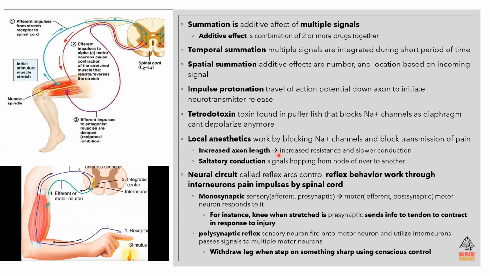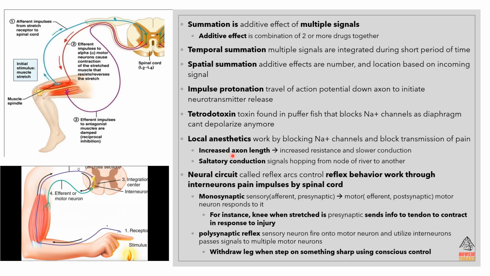Ever wondered what they use and how it works in surgery rooms? Local anesthetics are used by blocking Na plus channels and blocking the transmission of pain. Basically, while doing surgery, they don't want you to feel any pain at all, okay? Because feeling pain would most likely wake you up, which will cause bad stuff. I'm not a doctor yet, but you get me.